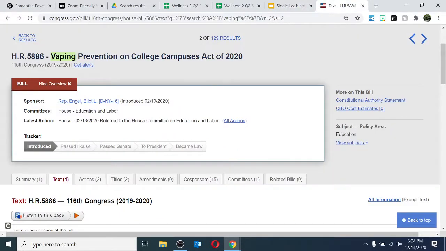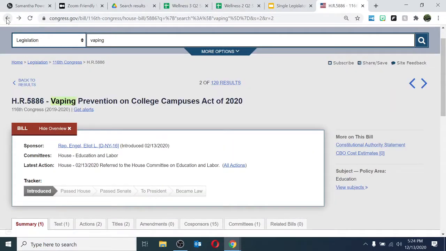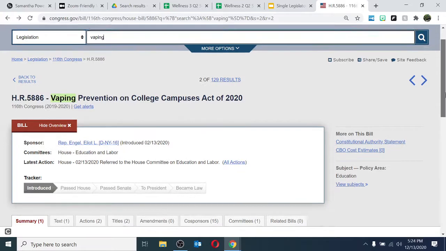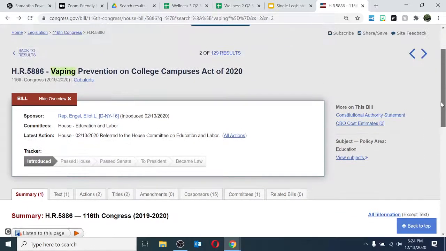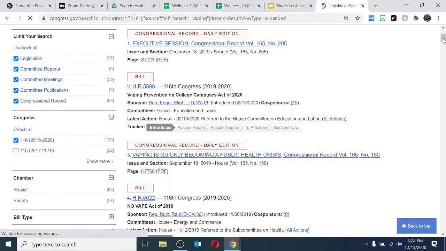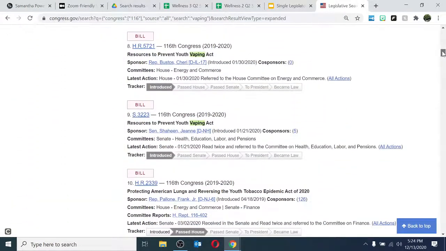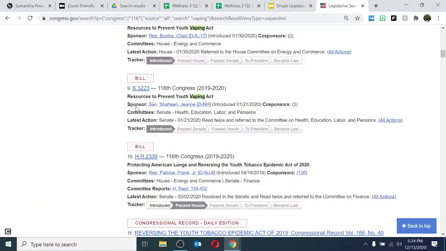Actually, I want to go back. So if you were to pick this one, you would write to a U.S. House of Representative, a Representative. So you need to always know if it's a House bill or a Senate bill. So I'll show you what a Senate bill looks like too. If you scroll down, you're going to look for an S. So here we go. S3223. So this would be a Senate bill.